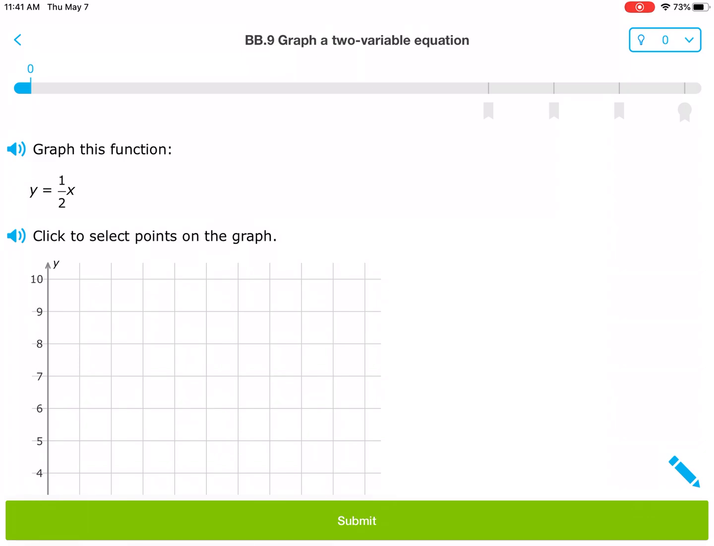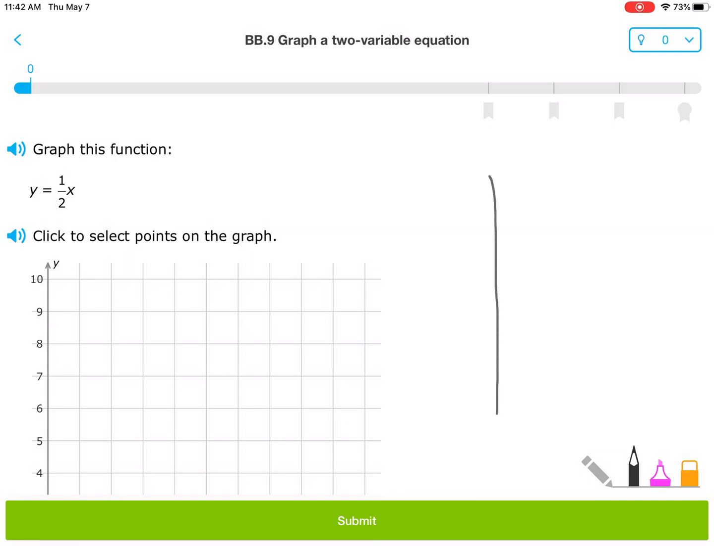So I've been getting some questions regarding the problems involving fractions for BB9 today. So I wanted to just kind of do an example of one of these problems. So the thing is with these problems, you are going to be able to graph these. You just have to kind of do a little bit more with your table.